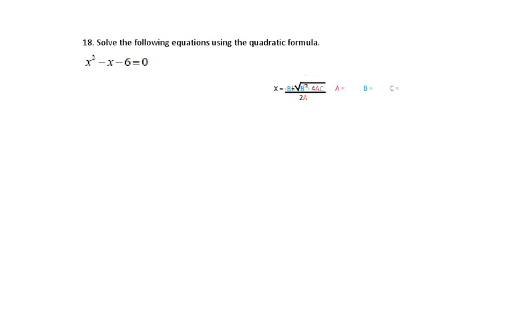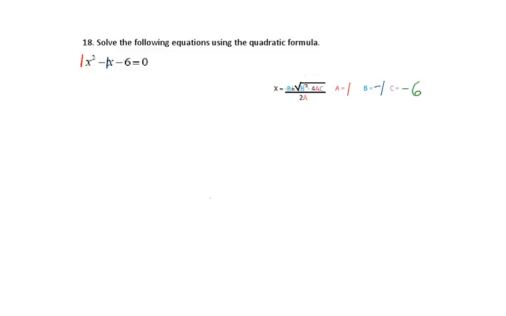Now, notice there's nothing in front of the x squared or the x. So I'm going to squeeze in a 1 and a 1. So that means a is equal to 1, b is equal to negative 1, and c is equal to negative 6. Let's use our formula.